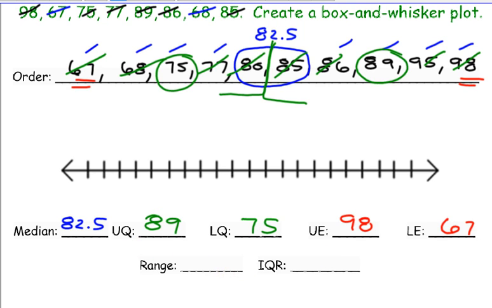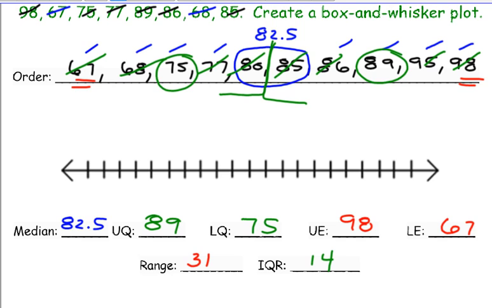My range is going to be my extremes subtracted from each other. So 98 minus 67, that's going to be 31. My interquartile range is the range between my two quartiles. And so 89 minus 75 is going to be 14.